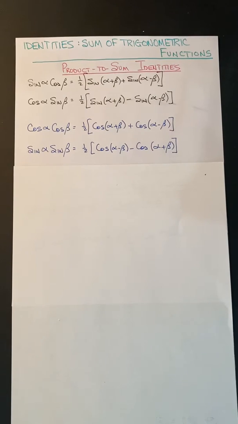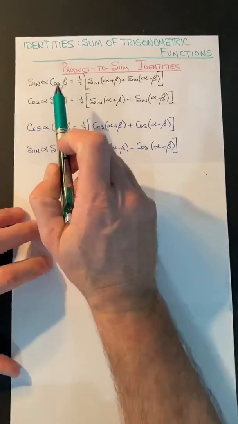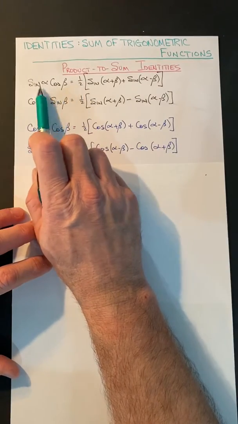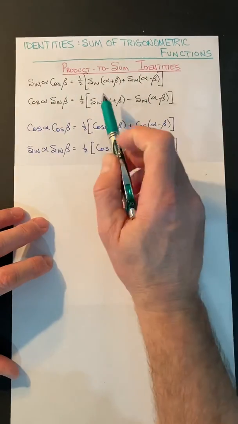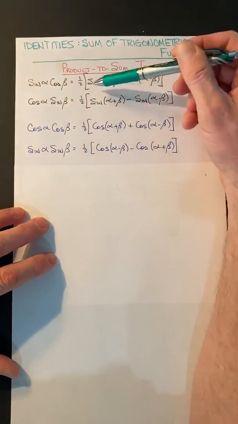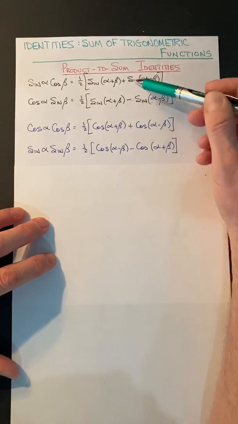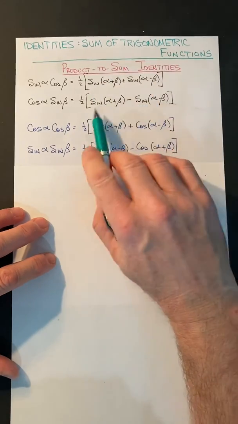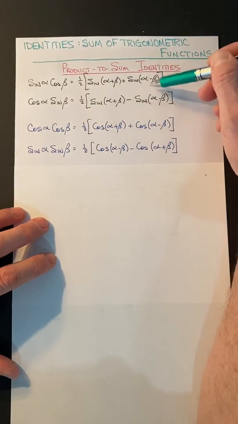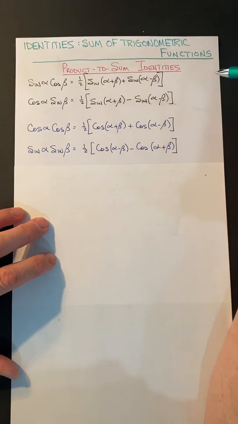So in dealing with the first set of 8 that we're going to talk about in this lesson, we have the product to sum identities. So we're talking about products of different trig functions with different angles, okay? Now notice the format here. They all have 1/2 and then some sum or difference of the various sine and cosine functions with a sum or difference of the two angles alpha and beta, okay?